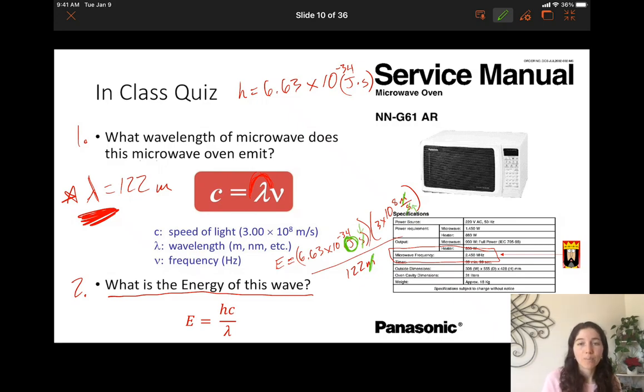The number that we end up with when we do this calculation is that our energy is equal to 1.63 times 10 to the minus 27 joules. That's a very small number. For this chapter, you're going to be using a lot of really small numbers, a lot of really big numbers. You're going to need to use this scientific notation a lot.